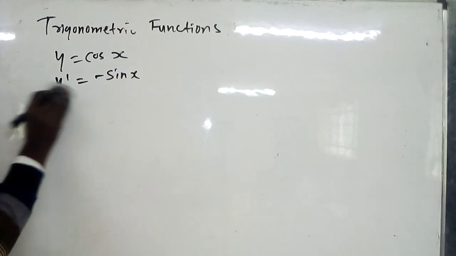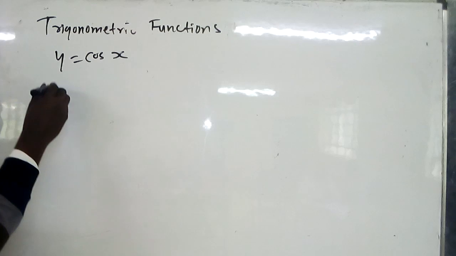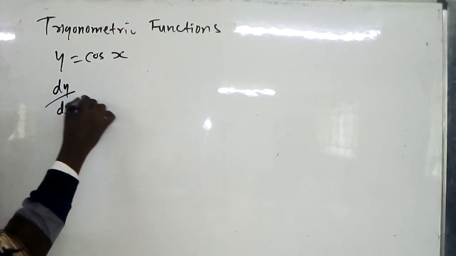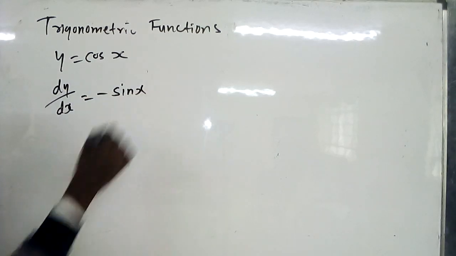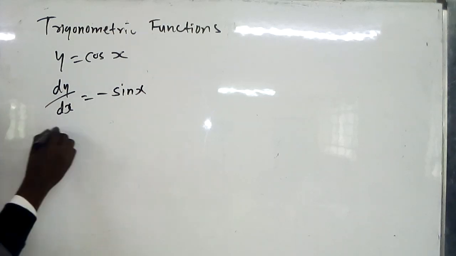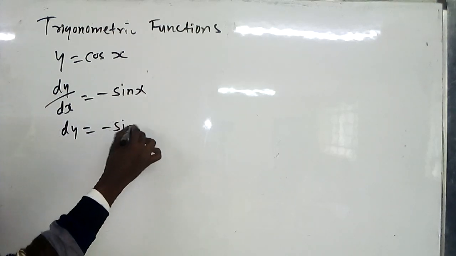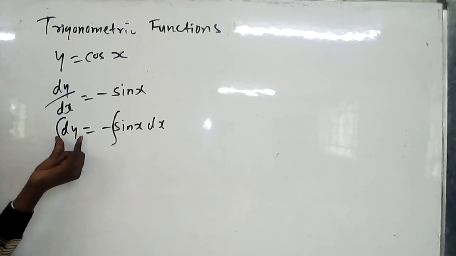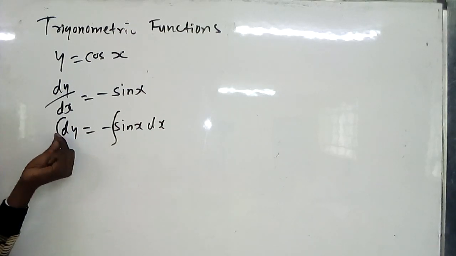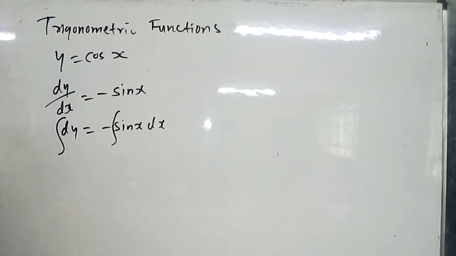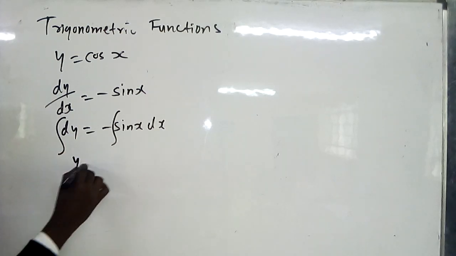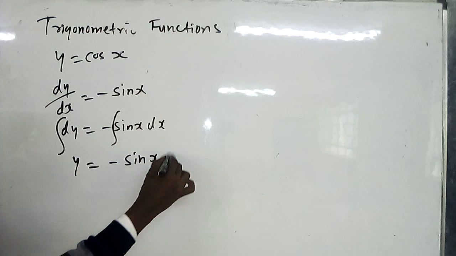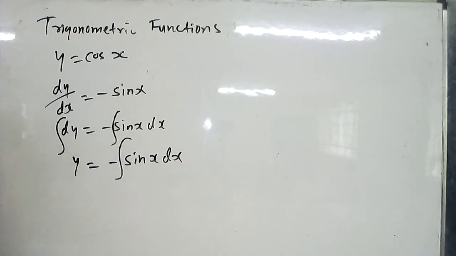This is how it happens. If you differentiate y with respect to x, you get negative sine x, isn't it? So you take the dx to the other side of the equation, you get dy is negative sine x dx, isn't it? Then you introduce integral on both sides of the equation. So what do you see? If you integrate the dy, you remain with y. So you have y is equals to the integral of negative sine x dx.